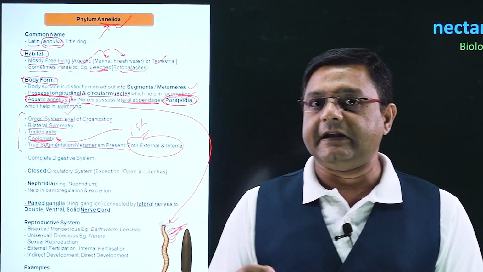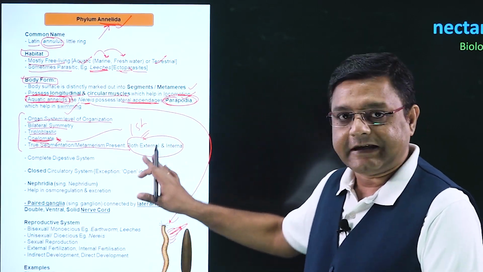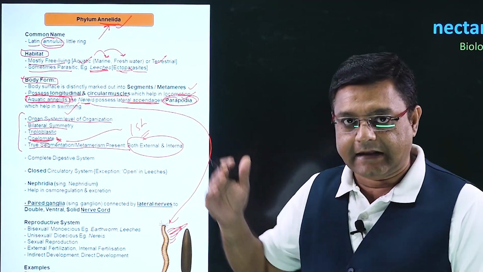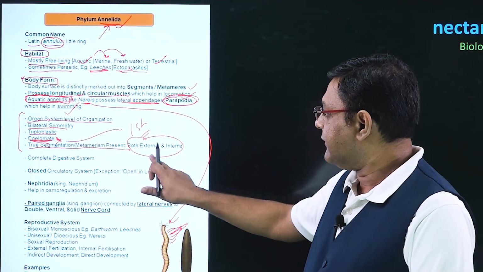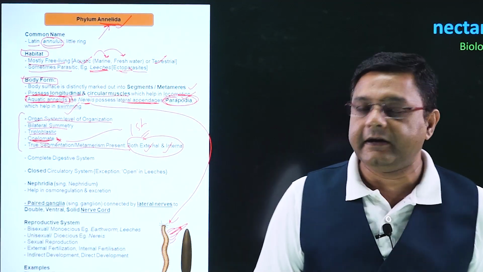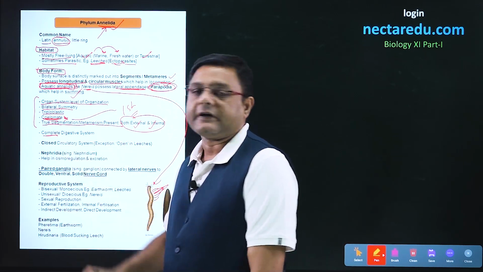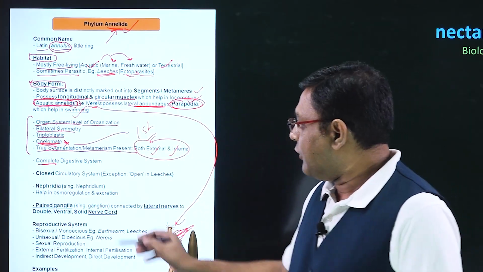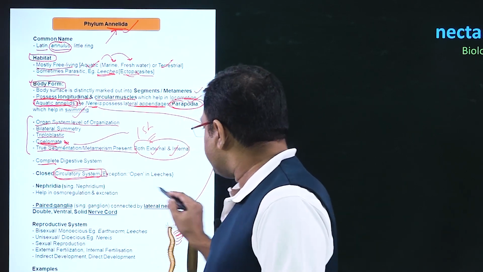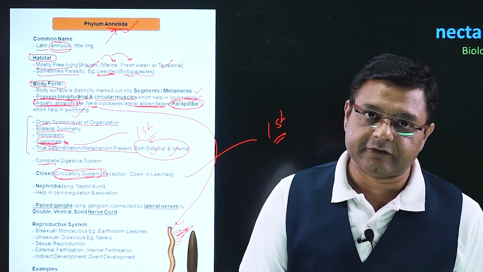So, if we see the segmentation externally, we will find those segments present, and if we do anatomy, if we cut an annelid, then inside also we will find these metameres. So, that is why it is both external and internal. Talking about the digestive system, it is a complete digestive system. Now, if we talk about the circulatory system, then annelids are the first phylum in which the circulatory system came.